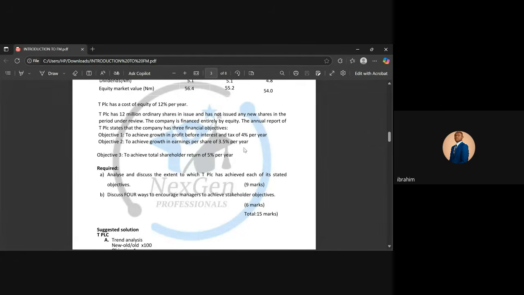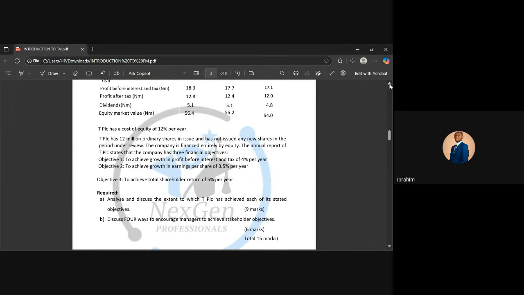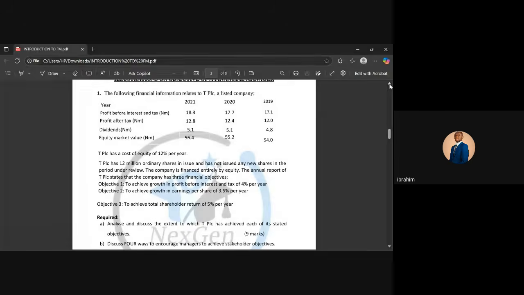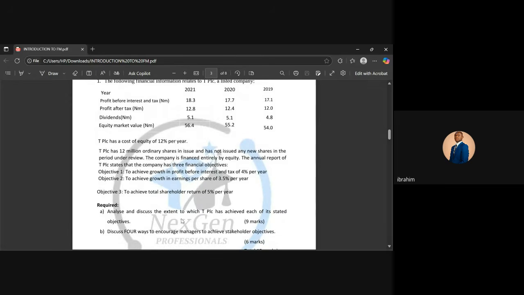Analyze and discuss. In this case, you cannot use ratio to do a comparative analysis. You do not calculate the ratio of this year and then compare, because the question has already given you what they want to achieve. Now, it's for you to use your own discretion: what can you use to compare if they actually achieved the 4%? When you see a question like this, you need to use trend analysis.